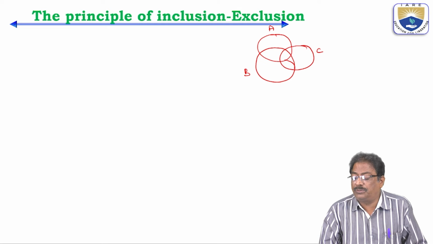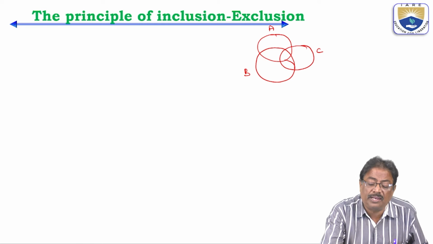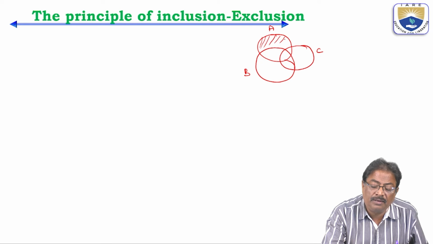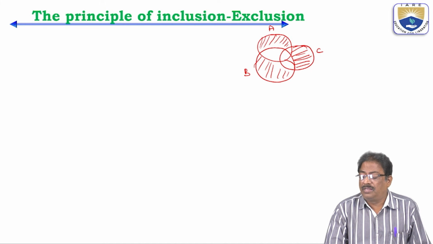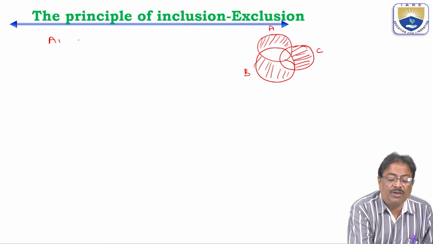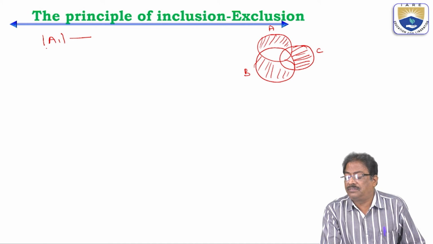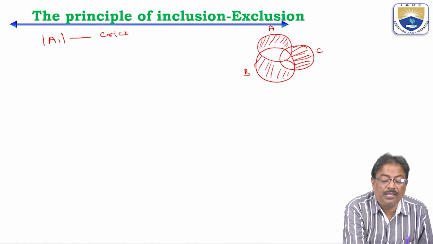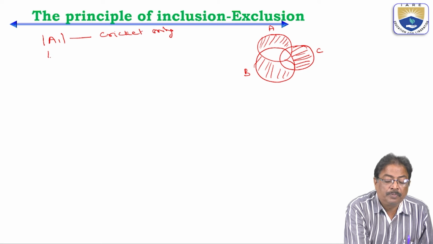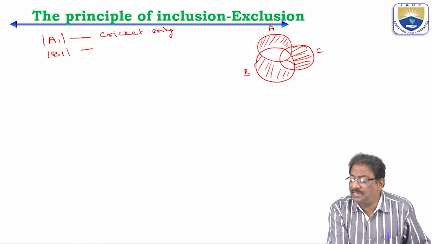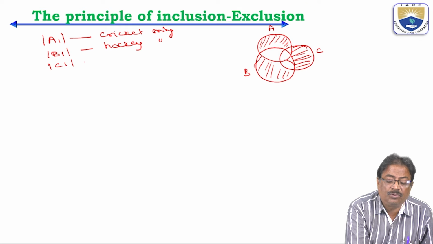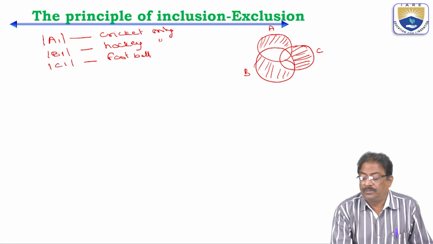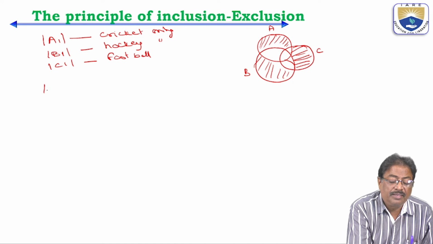So here what we are going to calculate is the set of viewers who watch only cricket, then who watch only hockey, or only football. So we have to calculate this. We write it as: let A1 denote the number of viewers who watch only cricket. Then B1 is only hockey. Then cardinality of C1 is only football. So now we have to calculate the cardinality of A1.